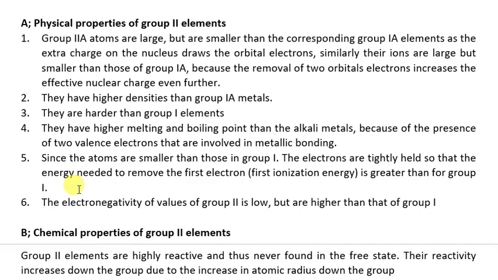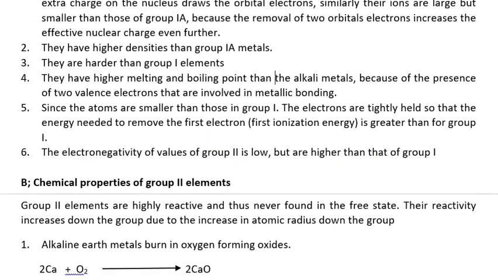And number 6, the electronegativity values of group 2 are low but are higher than those of group 1. So group 2 elements zina electronegativity ambayo ni ndogo, lakini ni kubwa kuliko group 1.